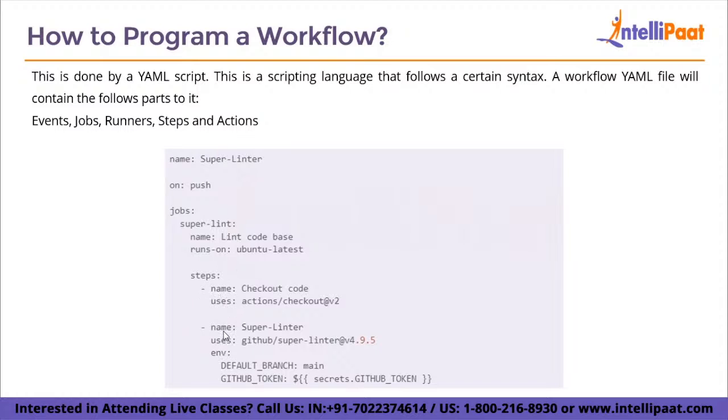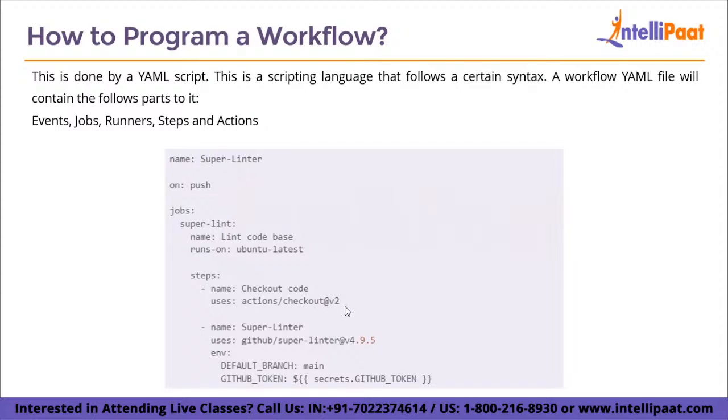Here I have two steps. The name of my first step is to check out code, and the second step is to actually implement a superlinter on the GitHub repository. So "uses" here refers to what action has to be performed in this step. So the action is actions/checkout@v2.